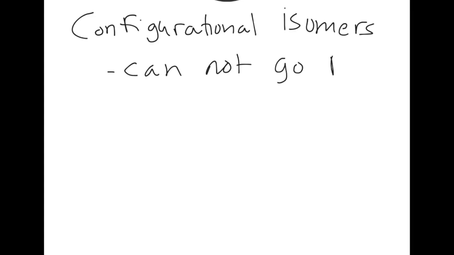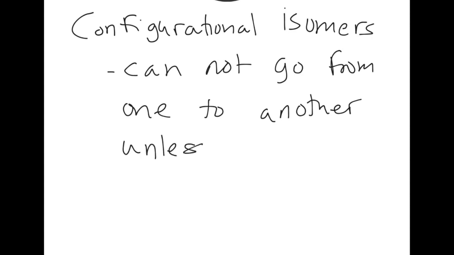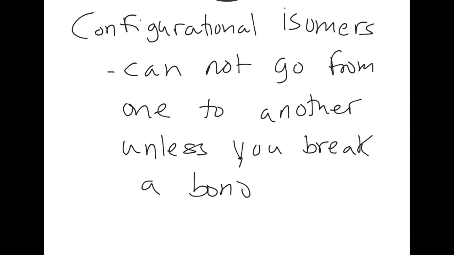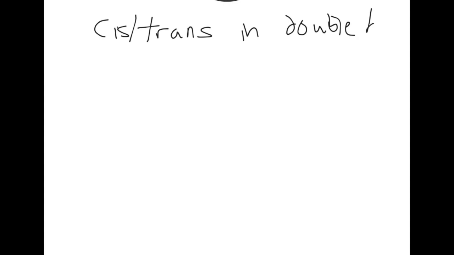You cannot go from one isomer to another unless you break a bond. So if you have one configurational isomer, it's always going to stay that isomer. It's never going to go to the other one. It's always going to be fixed, right? So examples of this are like cis/trans in double bonds, right? Or easy.